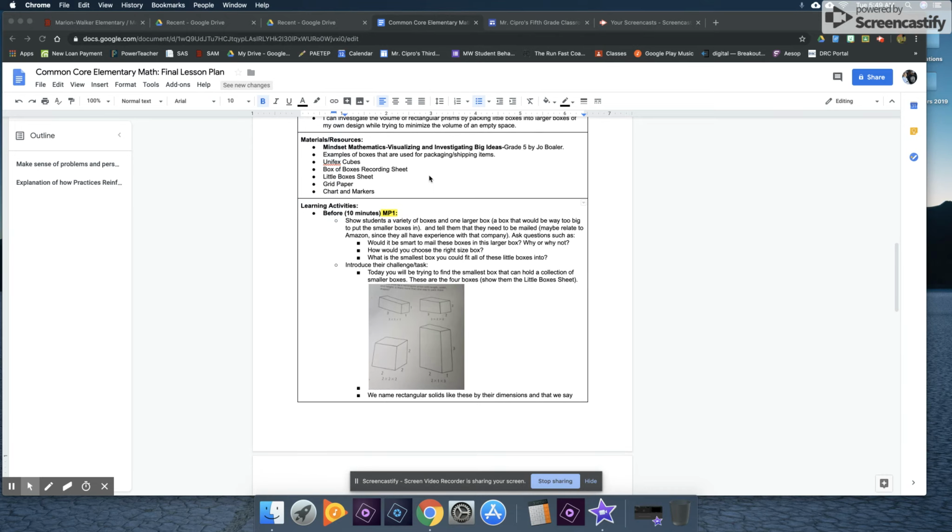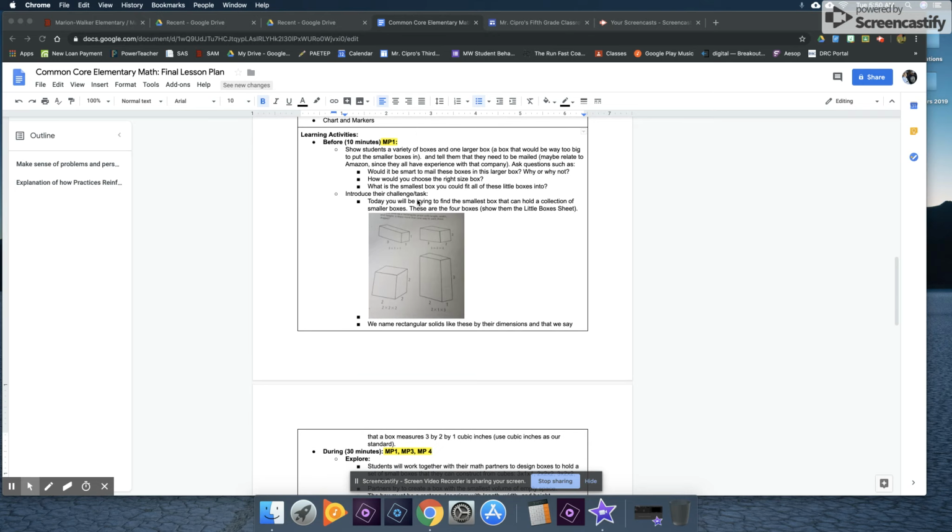These are the materials and resources that I'll be using throughout the lesson. The big one is that we use a book to help us with some open-ended tasks called Mindset Mathematics: Visualizing and Investigating Big Ideas, which is where I got most of this lesson from, and a lot of the materials and resources that I'll be using.